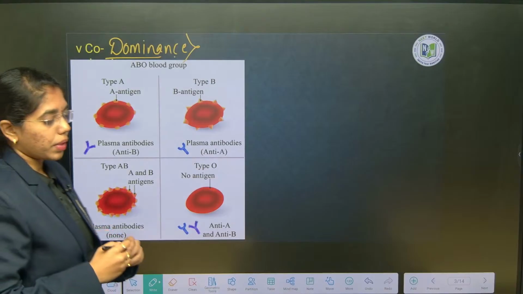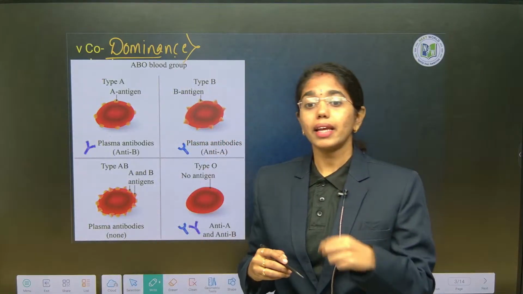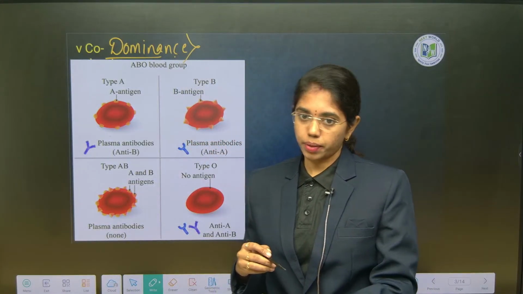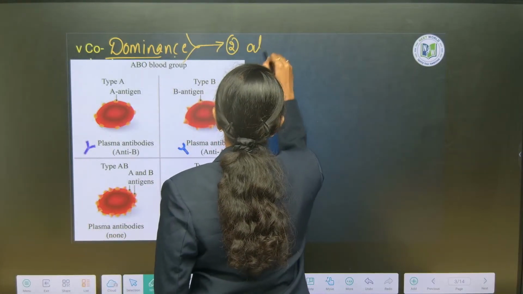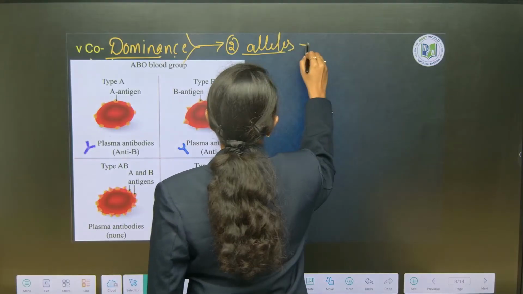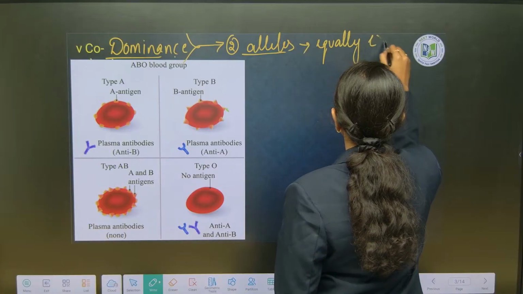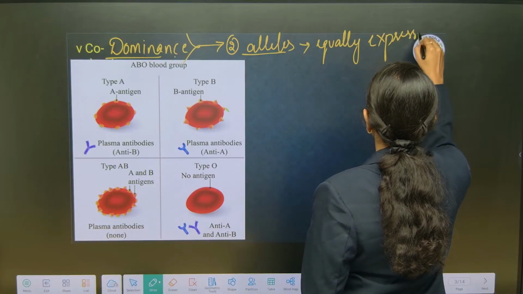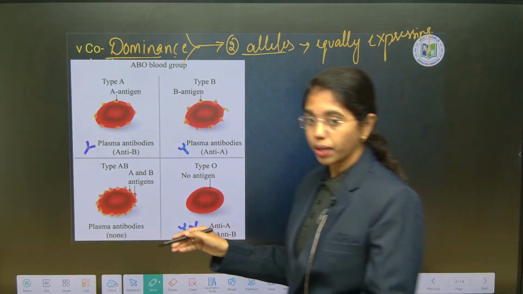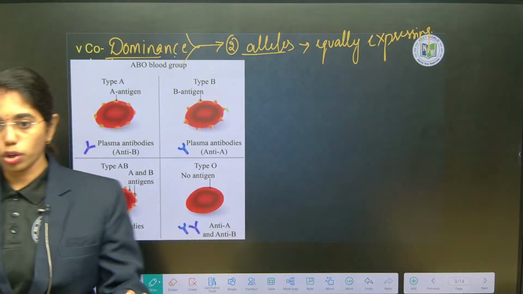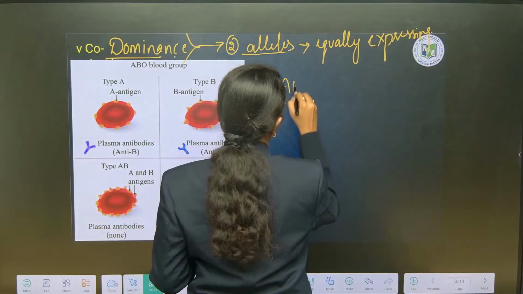A gene is represented by two alleles. A gene consists of two alleles, right? If two alleles are equally expressing their phenotype, then you will consider it as what? Codominance. Best example for codominance is ABO blood grouping.